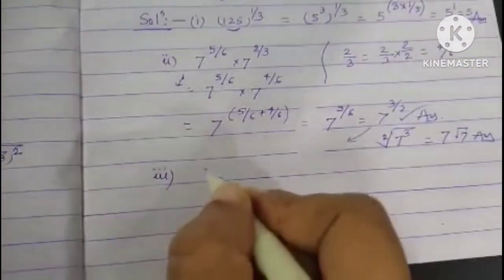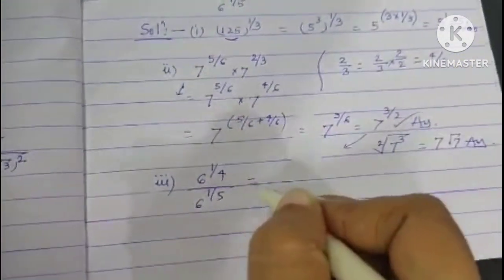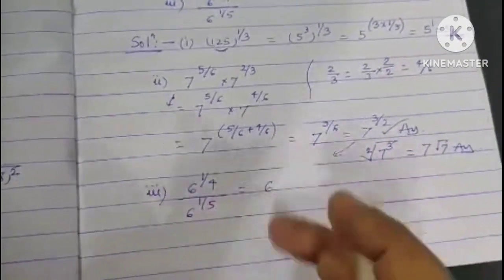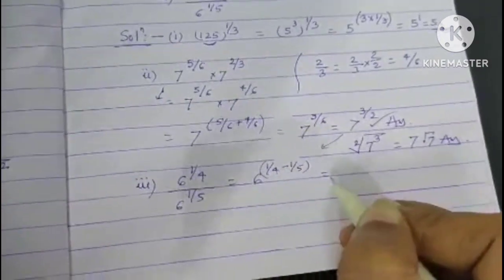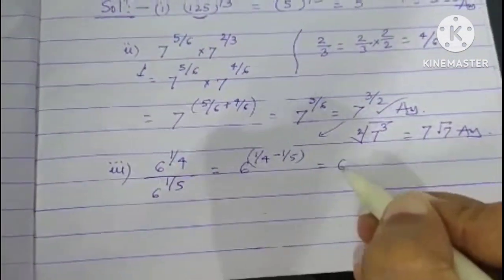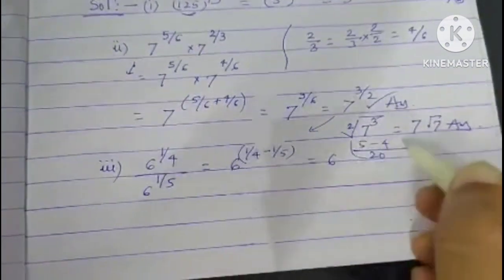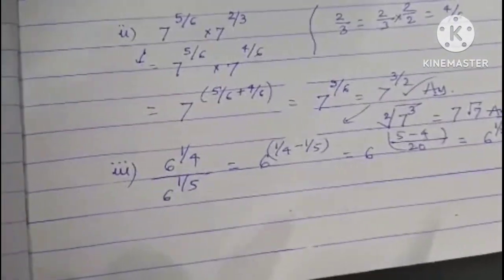Third one is 6 to the power 1 by 4 divided by 6 to the power 1 by 5. This is the question, and it is very simple. A to the power p by a to the power q is equal to a to the power p minus q. So basically you will do this. Here the base is the same, so now you have to do this calculation: 4 fives are 20, 5 minus 4, that is equal to 6 to the power 1 by 20. This one will be your answer, 6 to the power 1 by 20.